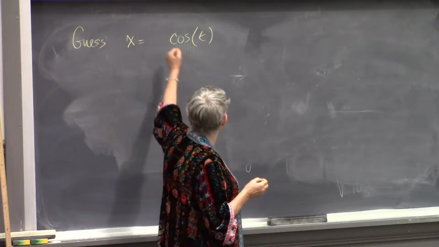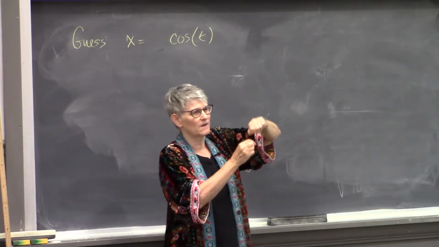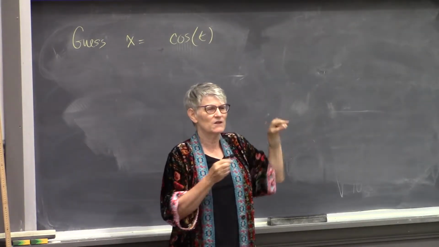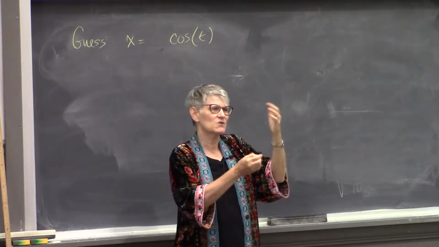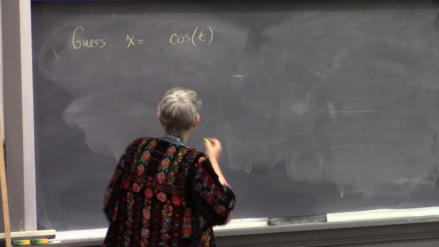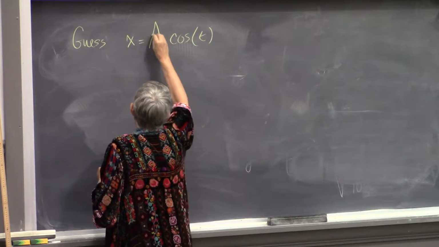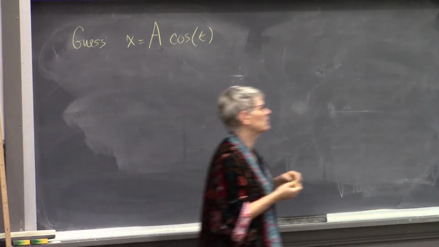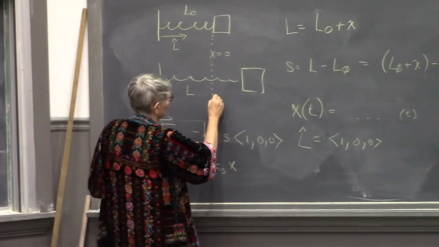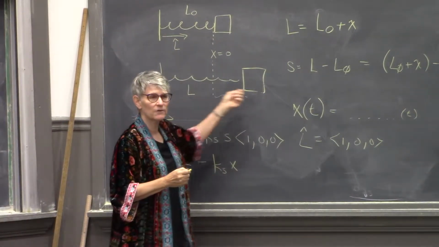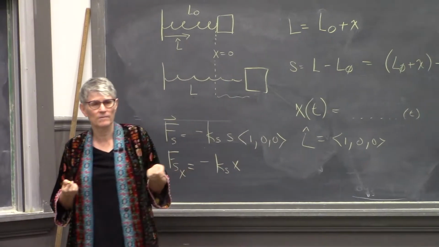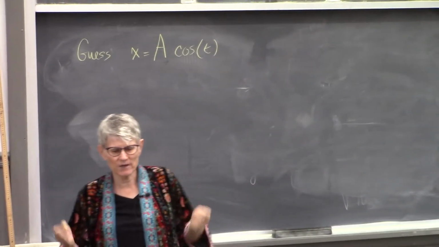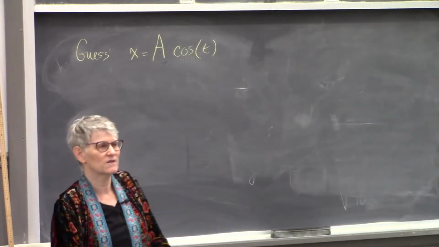Now, this is fine if this block moves 1 meter in either direction, but if it doesn't move 1 meter in either direction, we need some scale factor to say how far it actually moves, and that's usually called an A. It's called the amplitude of the motion, and amplitude is just how far it gets away from the equilibrium point. That's not quite right because the period might not be 2 pi seconds.